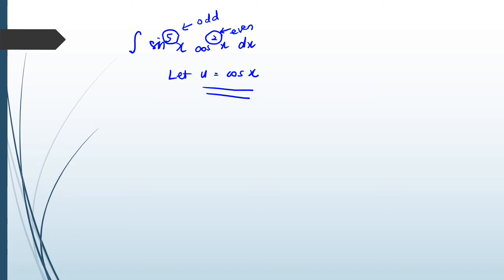So what then do you think you should do if you were to be solving the integral of sine square x cos to the power of 5x dx? Even power is with sine x this round, and odd power is with cos x. So what would your guess be as the substitution for this question? It should be u equals sine x.